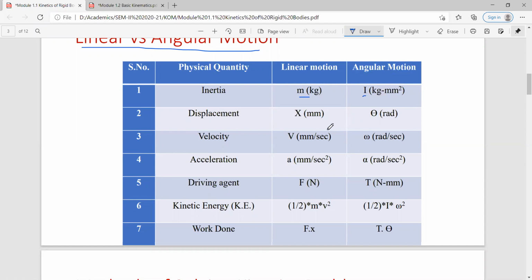Getting this? Yes, sir. Okay, you note down here the formula for kinetic energy for linear motion, and it is for angular motion.